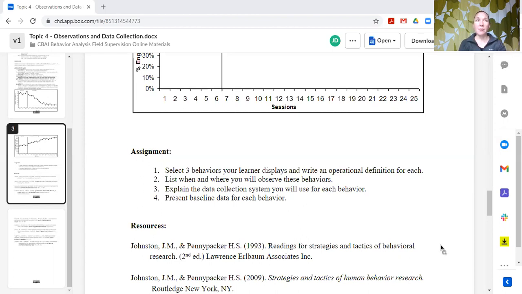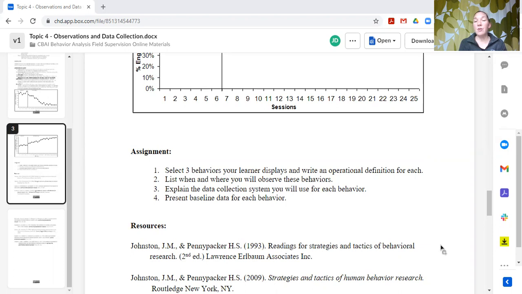What I always have trainees do is get numbers 1, 2, and 3 approved before you go out and take baseline data. When you are first writing your operational definitions, there might be some revisions that you need to make. And when you are planning an observation, there might be things that you haven't considered, or you might have to revise how you are collecting your data, especially if you have to revise your operational definition. So get all of those things approved, then go out and take your baseline data. Otherwise, you might end up taking some baseline data and then have to go out and take more baseline data after you make some revisions.